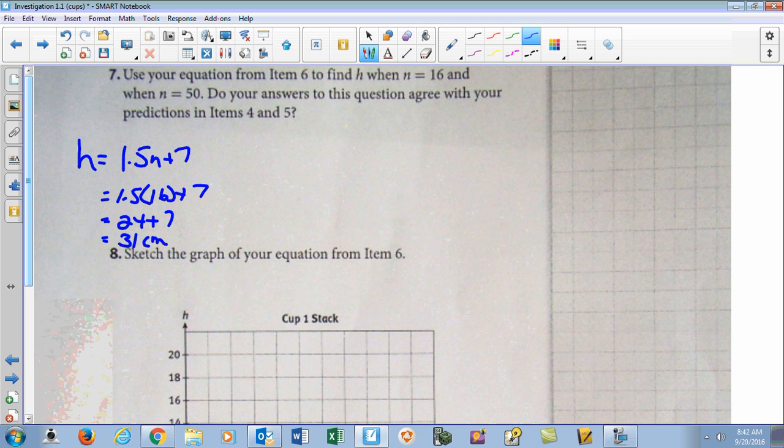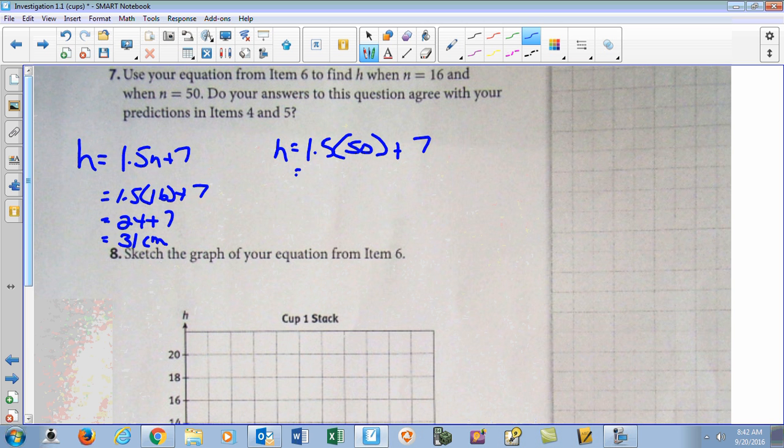And all we did was take our number of cups and plug it into the equation for the n, the number of cups, and this would be the height that we would need the box to be. If we did 50, same thing, but now instead of replacing n with 16, we're replacing n with 50. Well, 1.5 times 50 is 75?